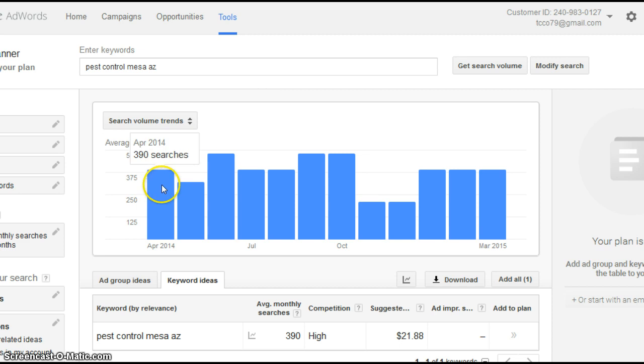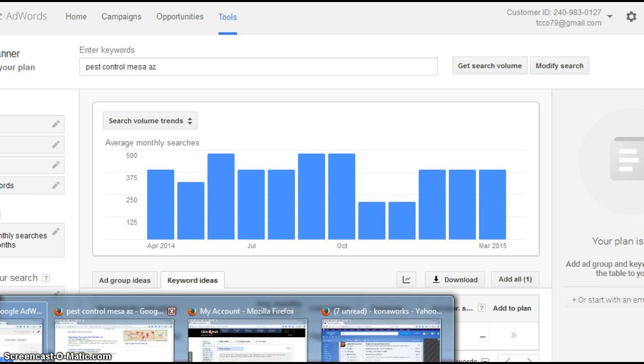Anyway, last April was 390, 320, 480 in June, 390, back up to 480 in September and October, down to 210, back up to 390 for the last 3 months. So in most cases it's well over 300. That's a lot of people searching for pest control. So I thought this would be a good exercise.